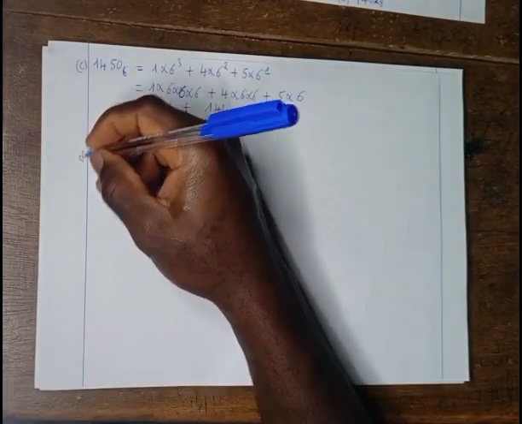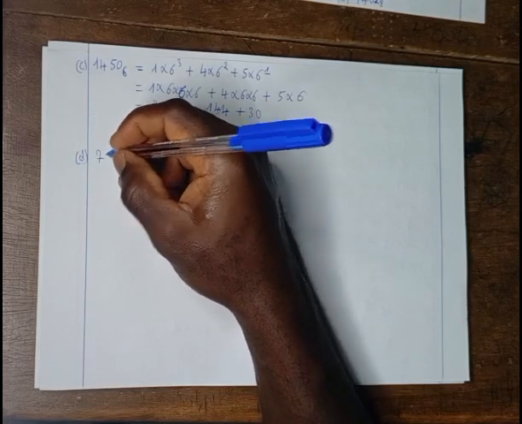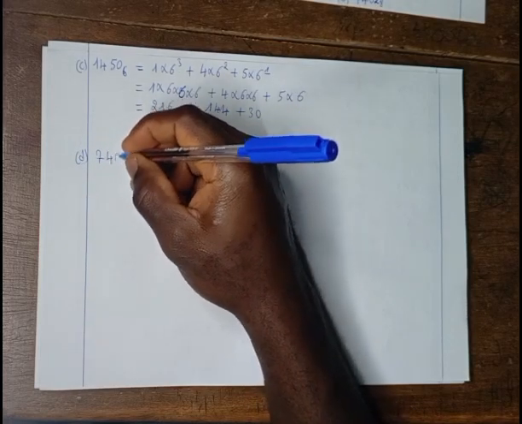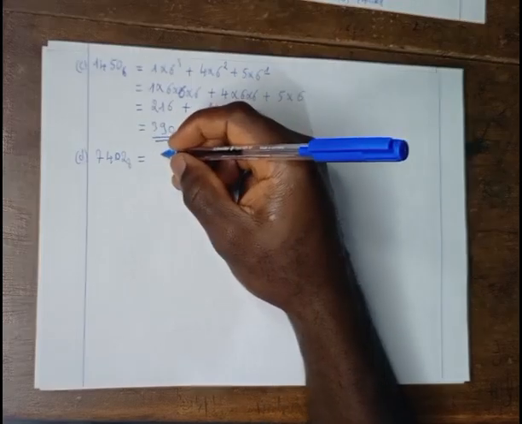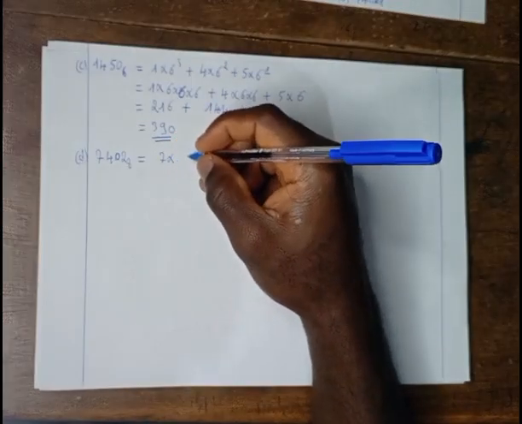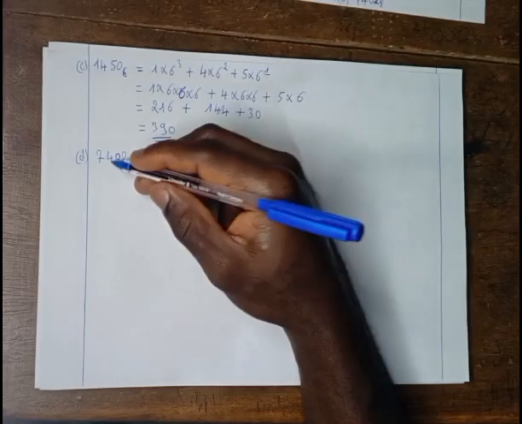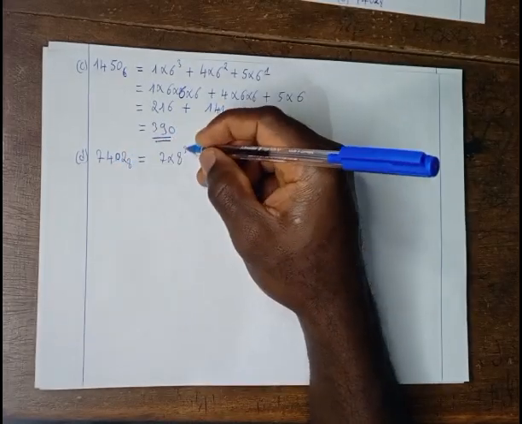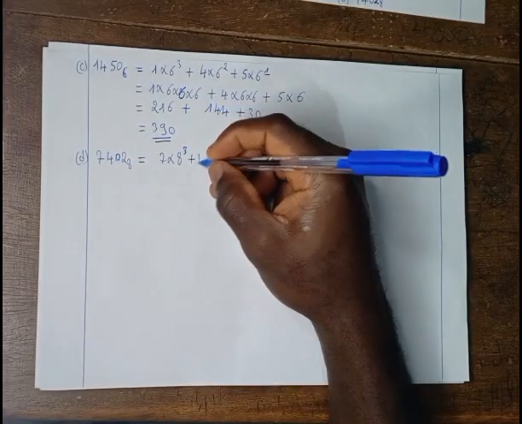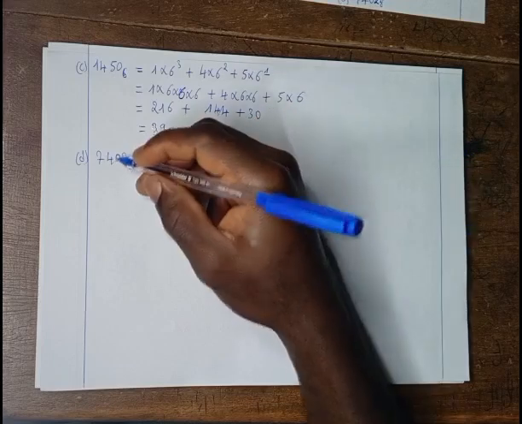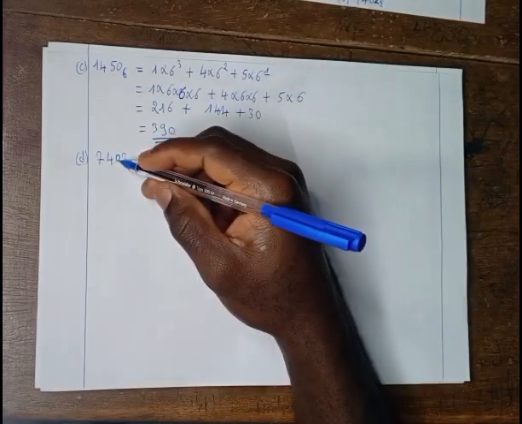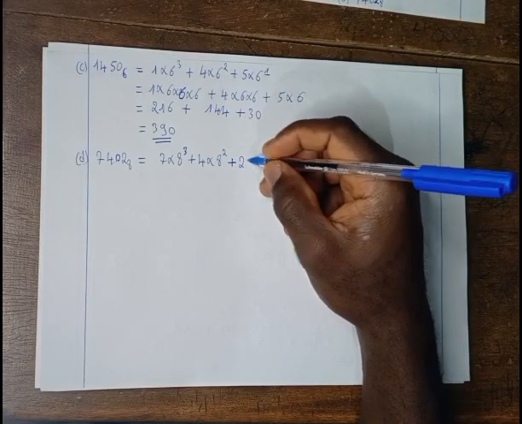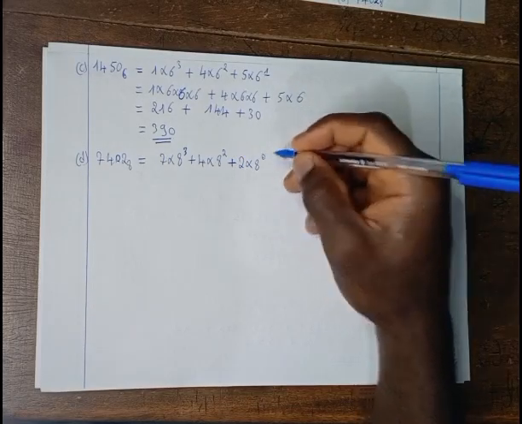Next we go to D, question D. For D we have the number 7402 in base 8. This will simply be equal to 7 times 8 raised to the power 3, plus 4 times 8 raised to the power 2, plus, the next digit is 0, we are going to ignore it, plus 2 times 8 raised to the power 0.